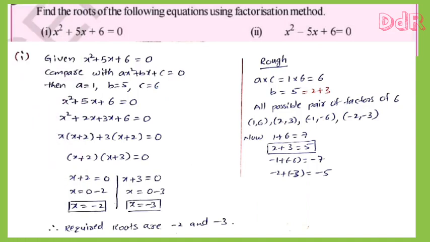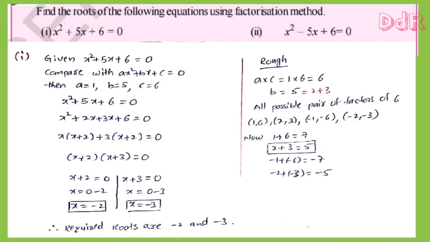So as usual, compare with the standard form ax square plus bx plus c equals 0. So a value 1, b value 5, c value 6. Okay, so now let us do the rough work on the right side. So a into c, first term into last term, 1 into 6 equals to 6, and the middle term, that is b, equals to 5. So now this 5 is expressed as a sum of two other numbers. Let's see what the other two numbers are.